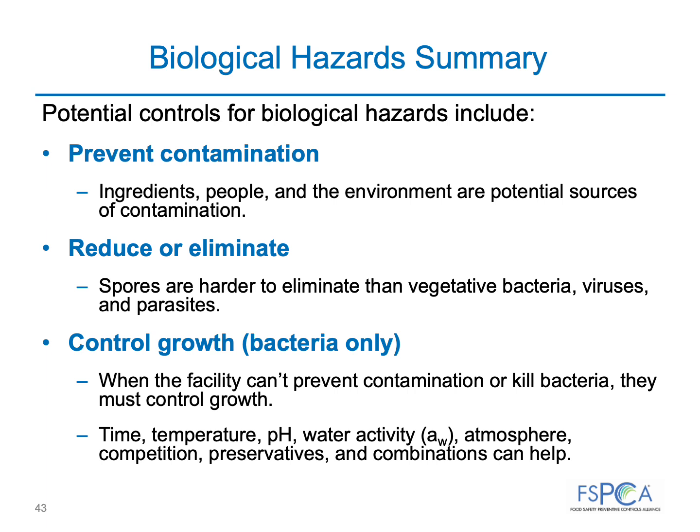Remember the three main strategies to control biological hazards. 1. Prevent contamination. 2. Reduce or eliminate them. And 3. Control growth. Strategies to prevent contamination must address ingredients, people, and the environment as relevant to the product being produced. When reducing or eliminating pathogens are considered, remember that spores are harder to kill than vegetative bacteria, frequently requiring heating under pressure to achieve effective temperatures. Finally, preventing growth may be necessary, and examples include time, temperature, pH, water activity, aw, atmosphere, competition, preservatives, or combination of these.